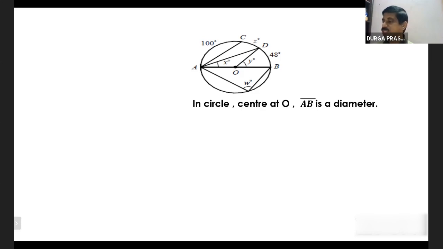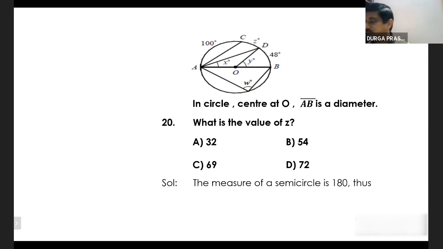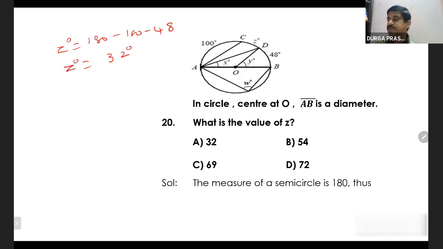Center at O is the circle, AB is diameter, then value of Z we should find out. So we know that measure in a semicircle is 180 degrees. This is 180 degrees total. So out of 180, we have 48 and the other 100. So Z equal to 180 minus 100 minus 48. So 148, 10 minus 8, 2. Then 7 minus 4, 3, 32 degrees. Z equal to 32 degrees. So option A.